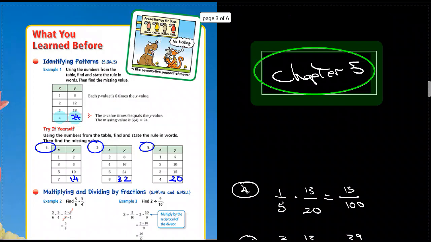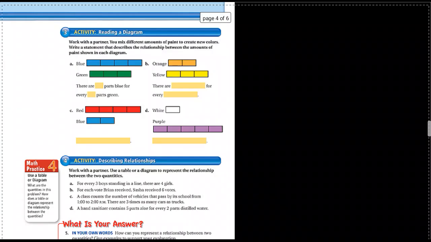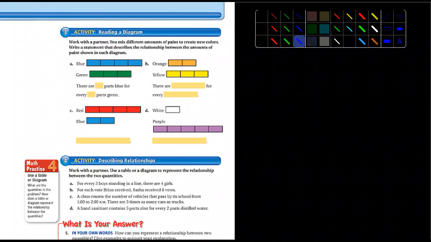So let's move down a little bit here, going to the next page. Okay. And then it says, work with a partner. It says, you mix different amounts of paint to create new colors. Write a statement that describes the relationship between the amounts of paint in each diagram.